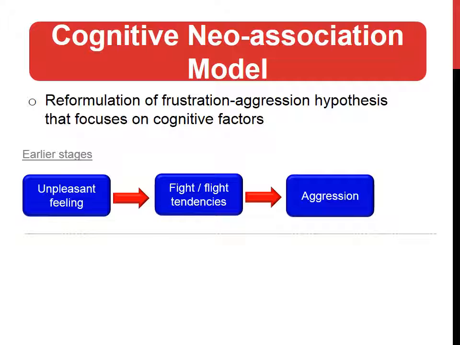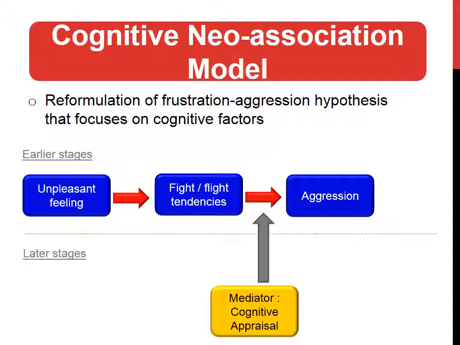Take, for example, a teenager who is frustrated with school and vandalizes the school bus as a result of this frustration and aggression. At the later stages, the theory suggests that cognitive appraisal plays a bigger role to mediate emotional reactions, and this then results in more controlled reactions.